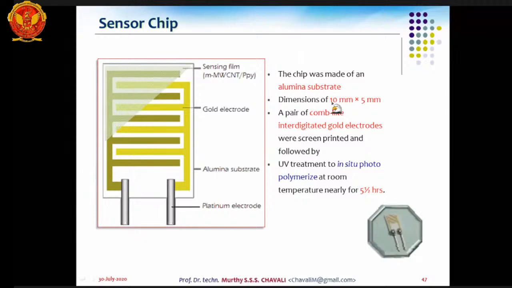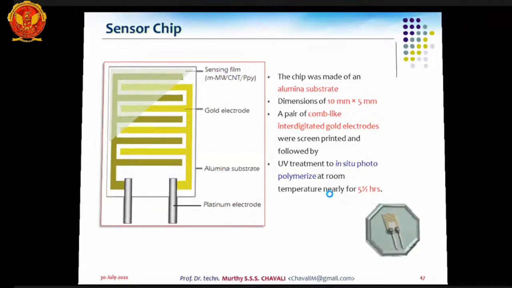The entire thing is in the dimensions of 10 millimeters by 5 millimeters. This is the real picture of our sensor, and this can be put as an array, and at the same time you can use it as a single chip sensor for initial applications.